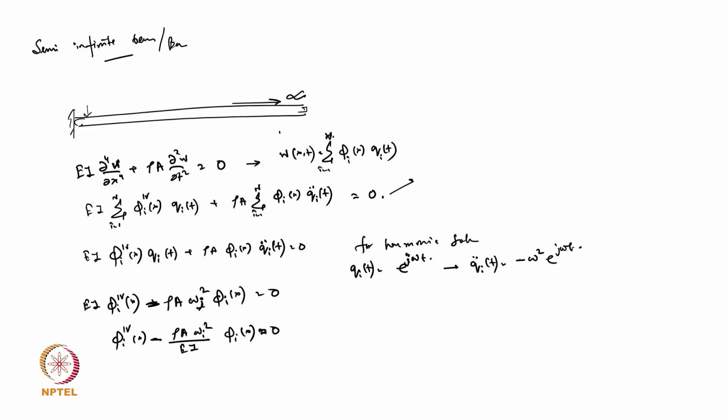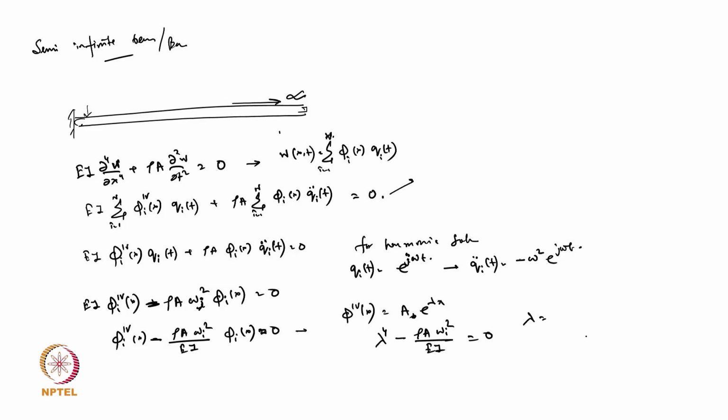So we have this, this way it is coming. Now once we have that, from here we can able to write it that this one equal to a1 into e to the power of lambda x. So a into e to the power of lambda x, so that way if we are substituting it, so that lambda to the power 4 minus rho A omega squared divided by EI, that will be equal to 0.